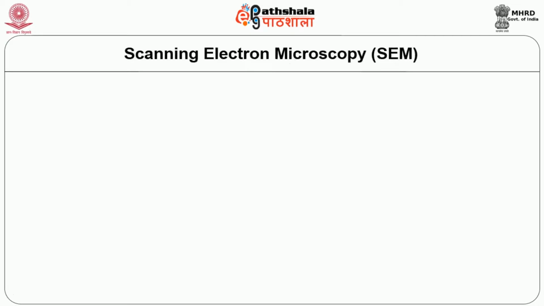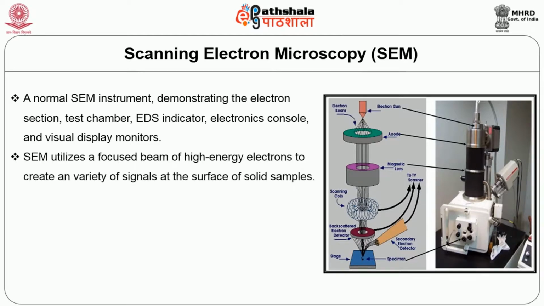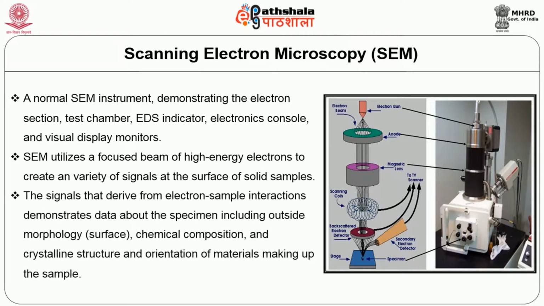Scanning electron microscopy, shortly called SEM. A normal SEM instrument comprises the electron section, test chamber, EDS detector, electronics console and visual display monitors. SEM utilizes a focused beam of high energy electrons to create a variety of signals at the surface of solid samples. The signals that derive from electron-sample interactions reveal data about the specimen including outside morphology, shortly called surface, chemical composition, crystalline structure and the orientation of the materials making up the sample.